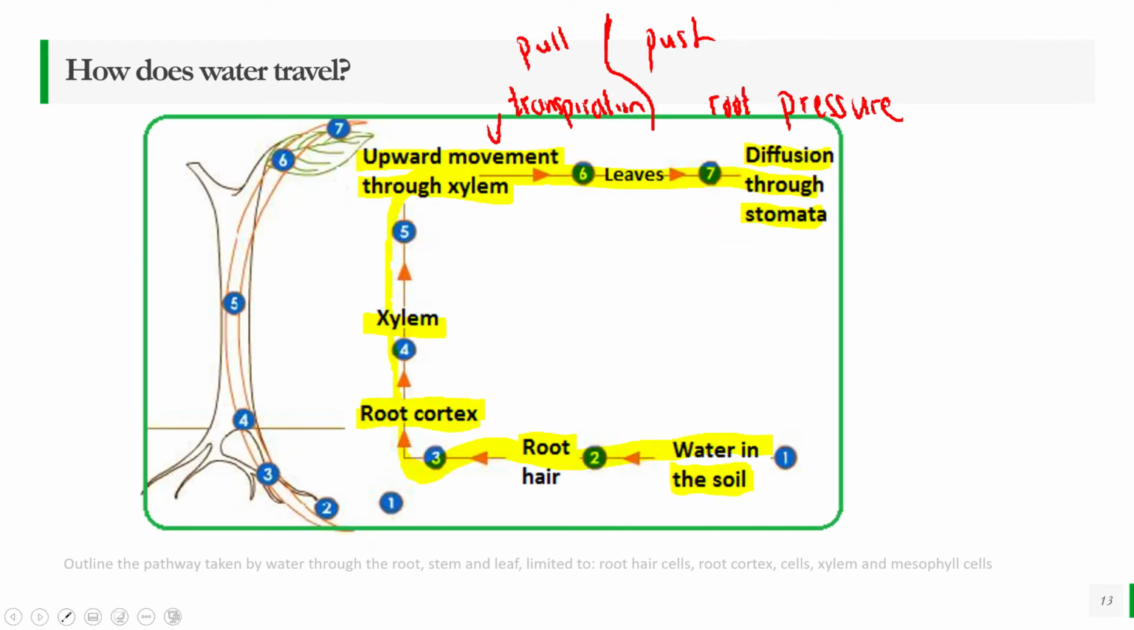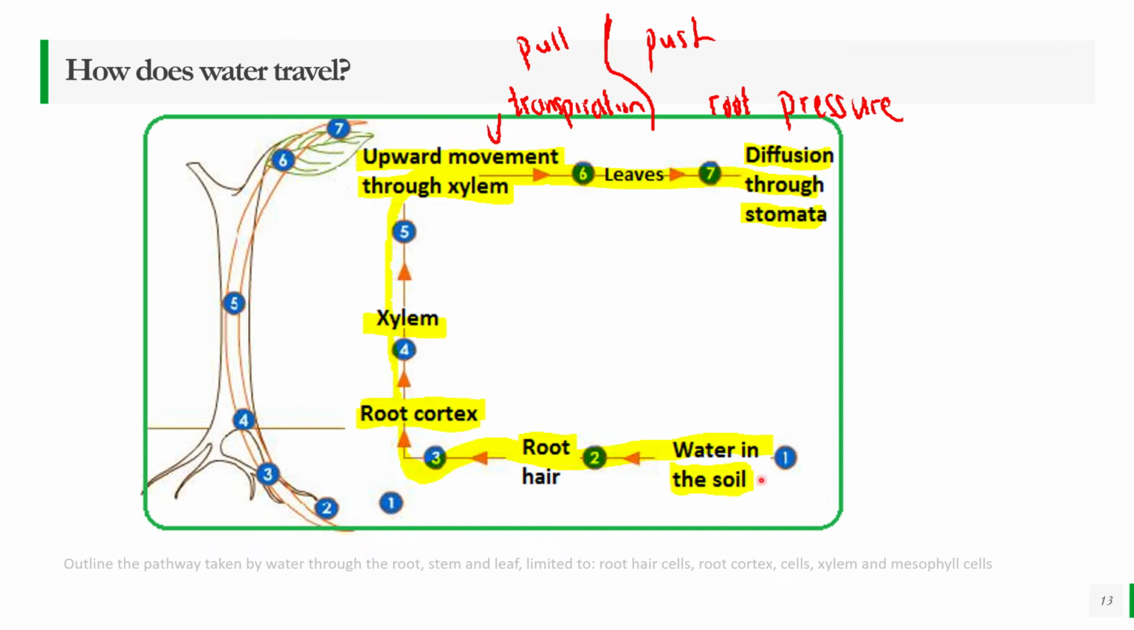So this is the overall picture of how water will travel in the plants. Okay. Who went out just now? They are taking a tendon. Okay, that's done.